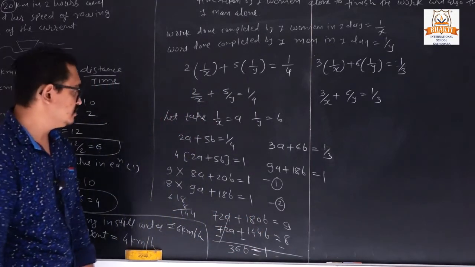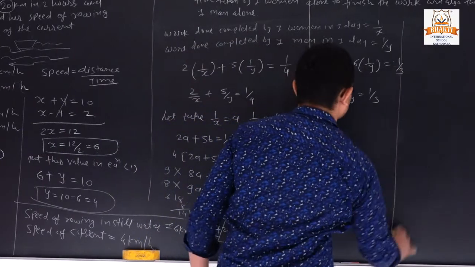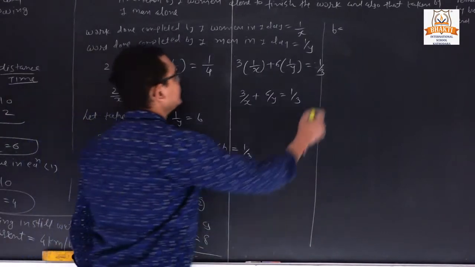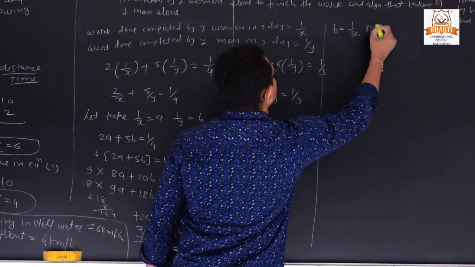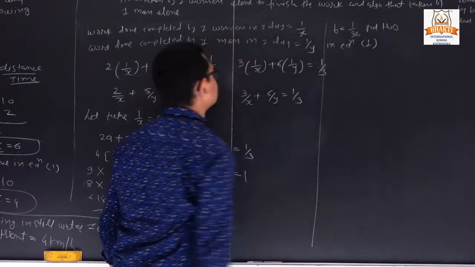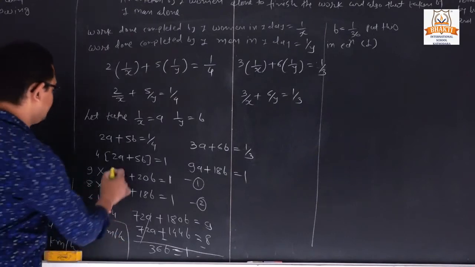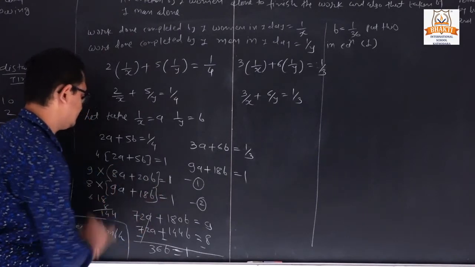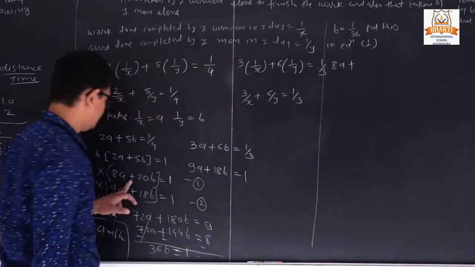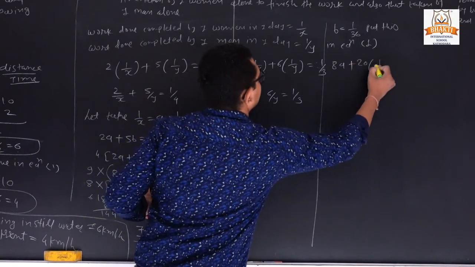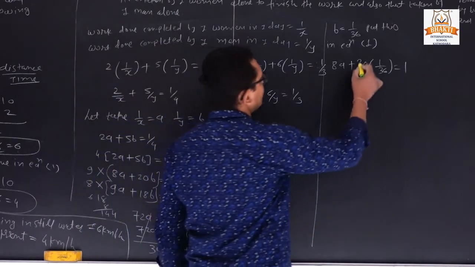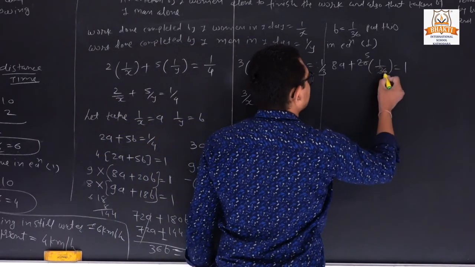Clear? So b is equal to what? b is equal to 1 upon 36. Now put this in equation number 1. In this equation, 8a plus 20 in bracket 1 upon 36 is equal to 1. Simplify this.